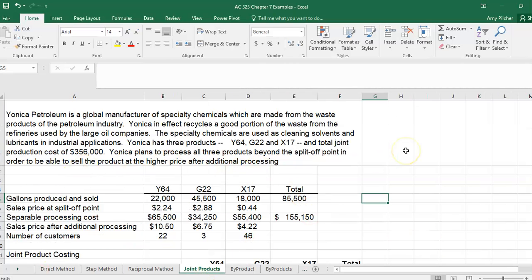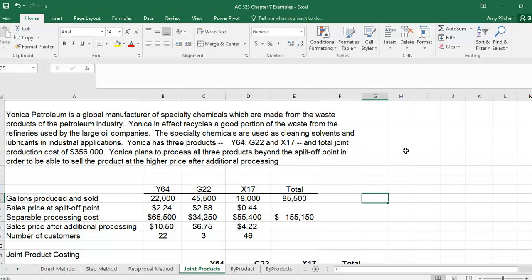The next example that we're going to look at is joint products. When a company makes multiple products that are considered joint products, it means that a couple of the processes to make these products are identical. So we do the processes first that are identical, and then we split those costs among the joint products as we get ready to process them further.